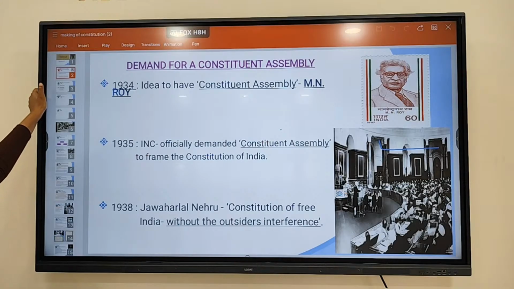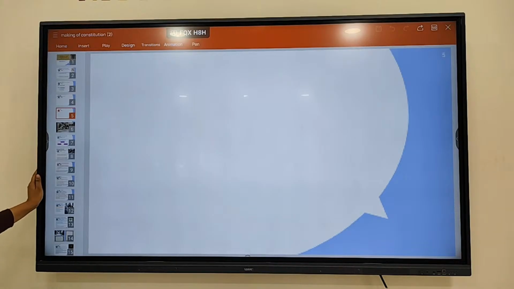Demand of Constituent Assembly. Who has given the idea of having a Constituent Assembly? M. N. Roy. When was the first meeting of the Constituent Assembly held? 9th December. The Objective Resolution was proposed on which date? 13th December. 11th December was the second meeting. When was the national flag adopted? 22nd July. National anthem, national song? January 24, just 2 days prior to Republic Day. Understood?